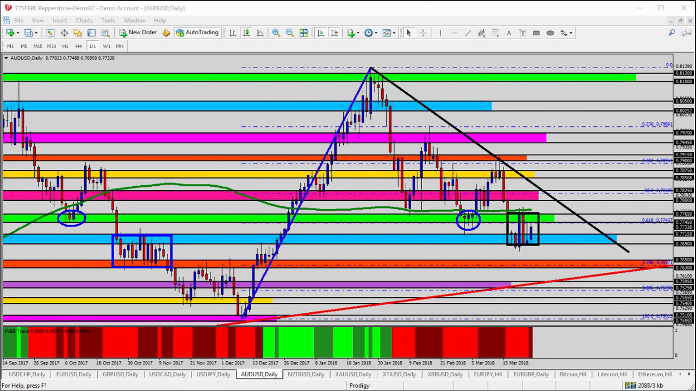Today we're going to take a look at the AUDUSD, the Australian versus the US dollar, for today's trade analysis. First thing is we want to recognize two different trends here on the daily time frame. The blue trend line, the previous rising trend, and the black trend line, the current falling trend that we see here for the Australian dollar.